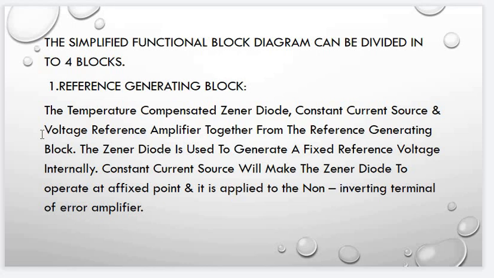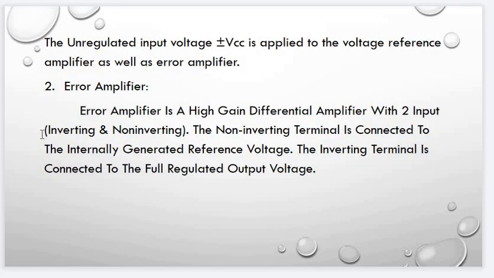The reference generating block, the temperature compensated Zener diode, constant current source and the voltage reference amplifier form the reference generating block. The Zener diode is used to generate a fixed reference voltage internally. The constant current source will make the Zener diode operate at a fixed point. It is applied to the non-inverting terminal of the error amplifier.